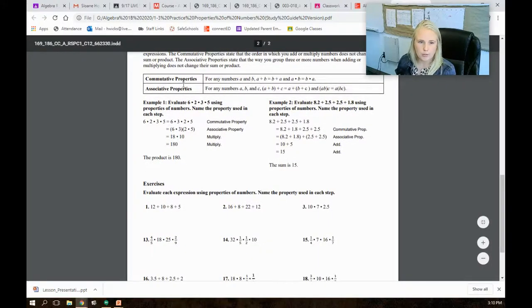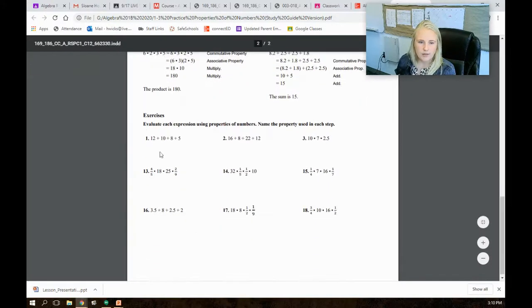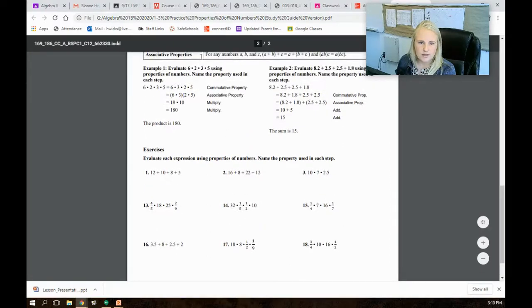I gave you a little chart on commutative and associative, and then you are going to do these exercises, and you're going to do the same thing down here. You're just going to evaluate like normal using PEMDAS, and then you'll go back in and name the properties in each step. And when you're done, you can submit it to the assignment Dropbox on Google Classroom.